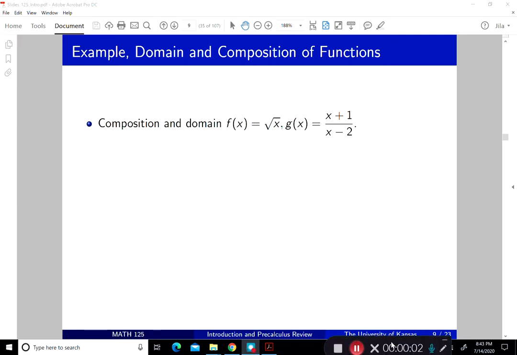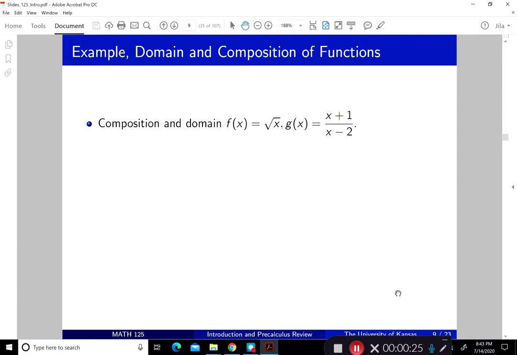We're continuing with pre-calculus review and some more examples of a domain and composition of functions. Let's have f of x to be square root of x, g of x be (x plus 1) over (x minus 2).